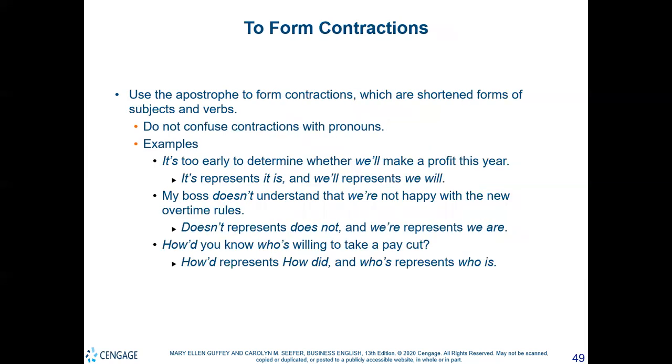To form contractions, use an apostrophe. Contractions are the shortened forms of subjects and verbs. Do not confuse contractions with possessive pronouns. Examples: It's too early to determine whether we'll make a profit this year. It's represents it is, and we'll represents we will.